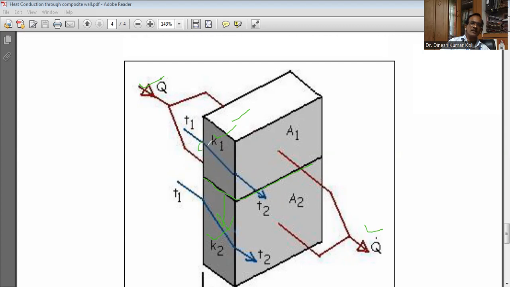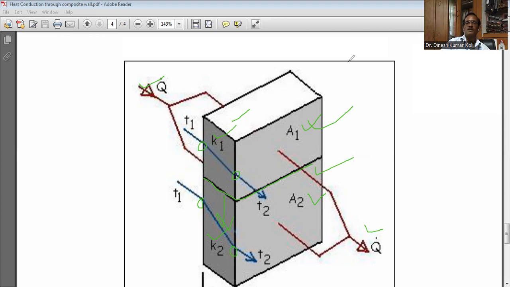But the temperature is the same. At this point, temperature is T1, here also temperature T1 on the left hand side surface. On the right hand side surface, at this point temperature is T2, and here also T2. So on the two faces, temperatures are different, but areas will be different. For the upper portion, the area is A1, and for the lower portion, the area is A2. In this case, the heat will flow, but the resistance will be calculated separately for each portion, and they will not be added directly, because this will be the case of parallel.